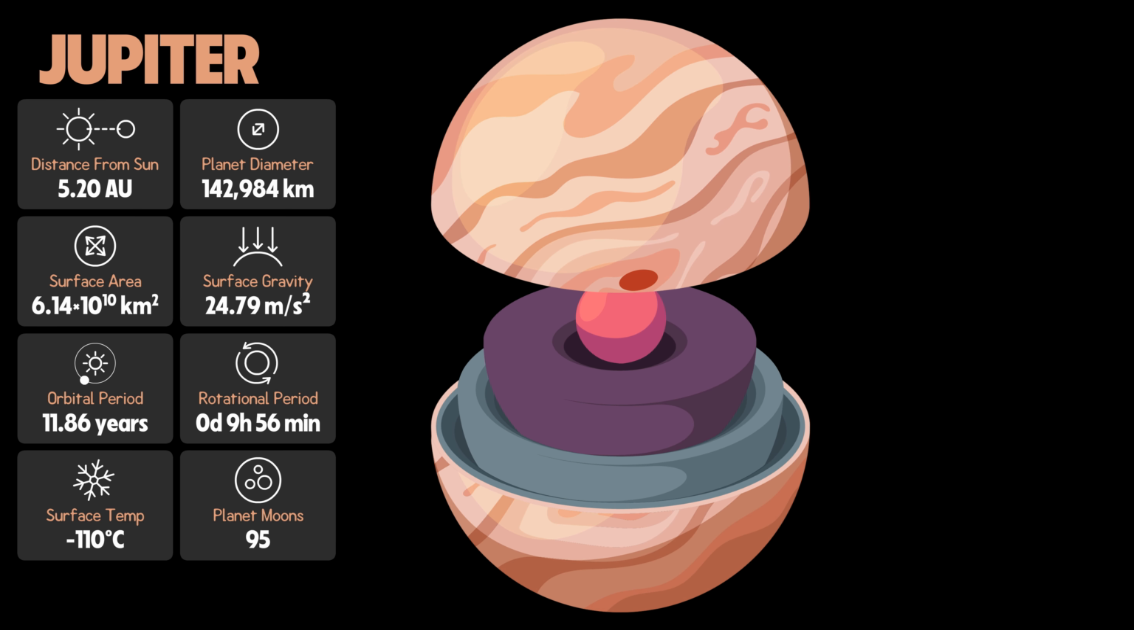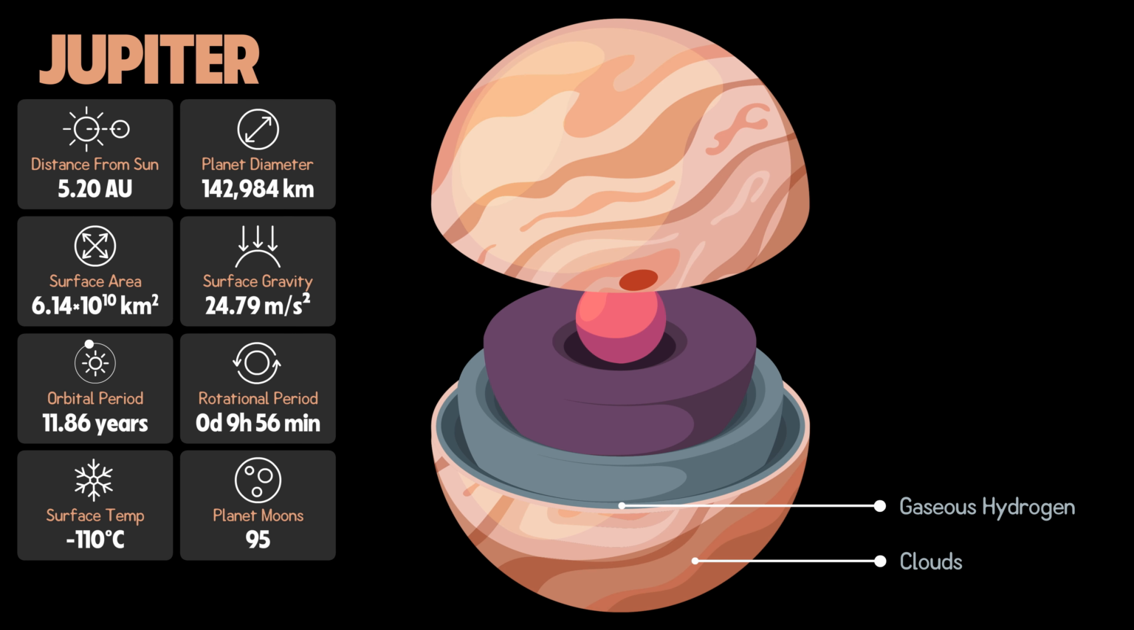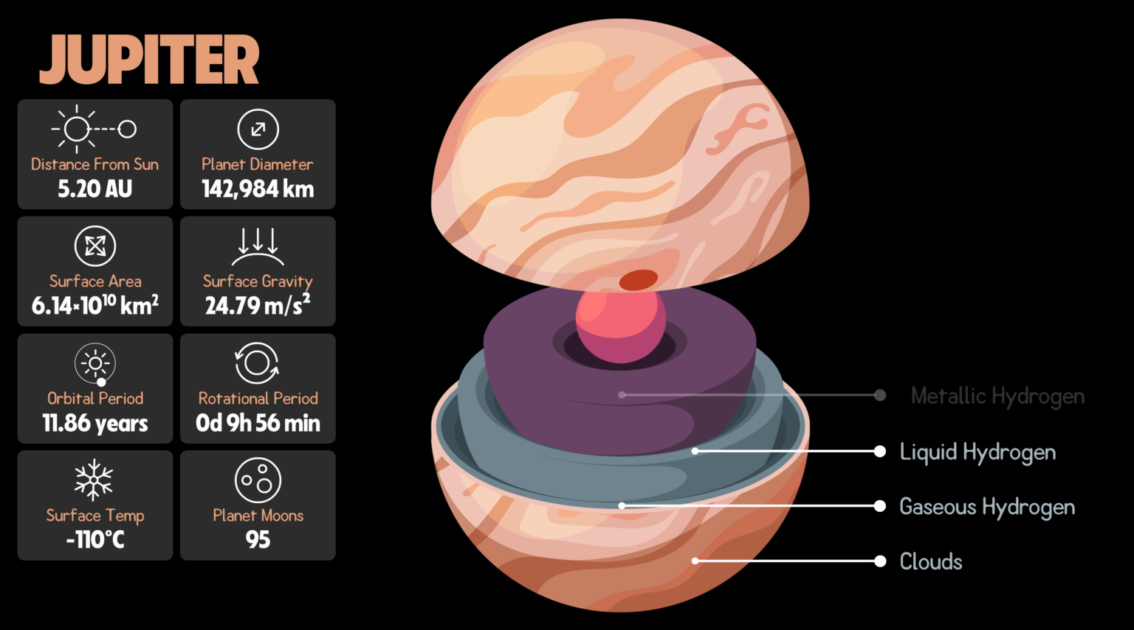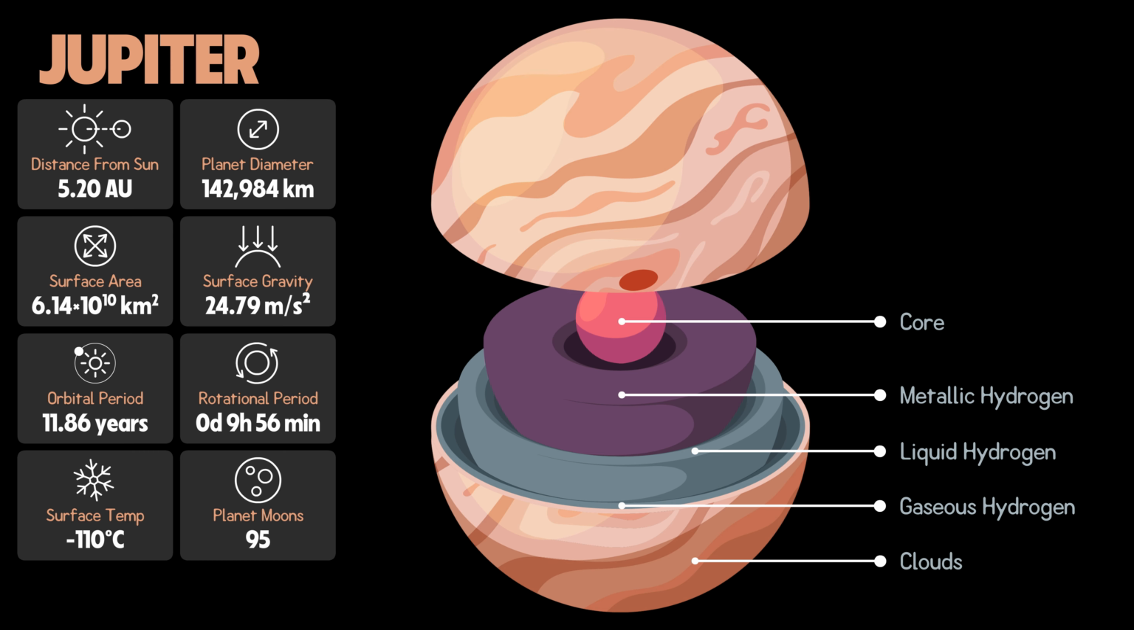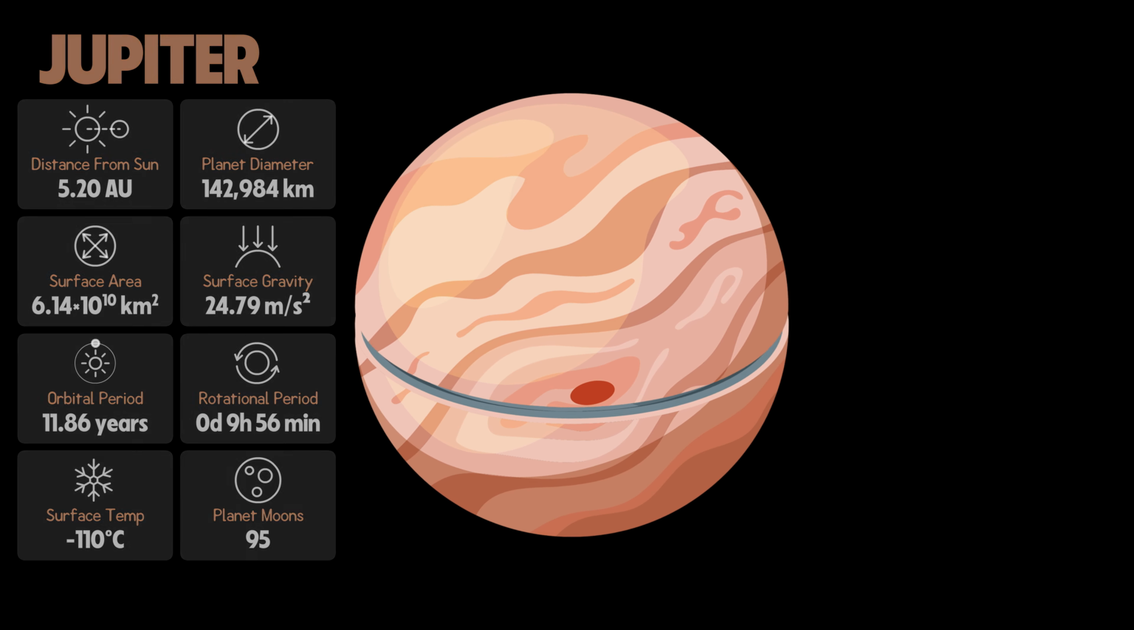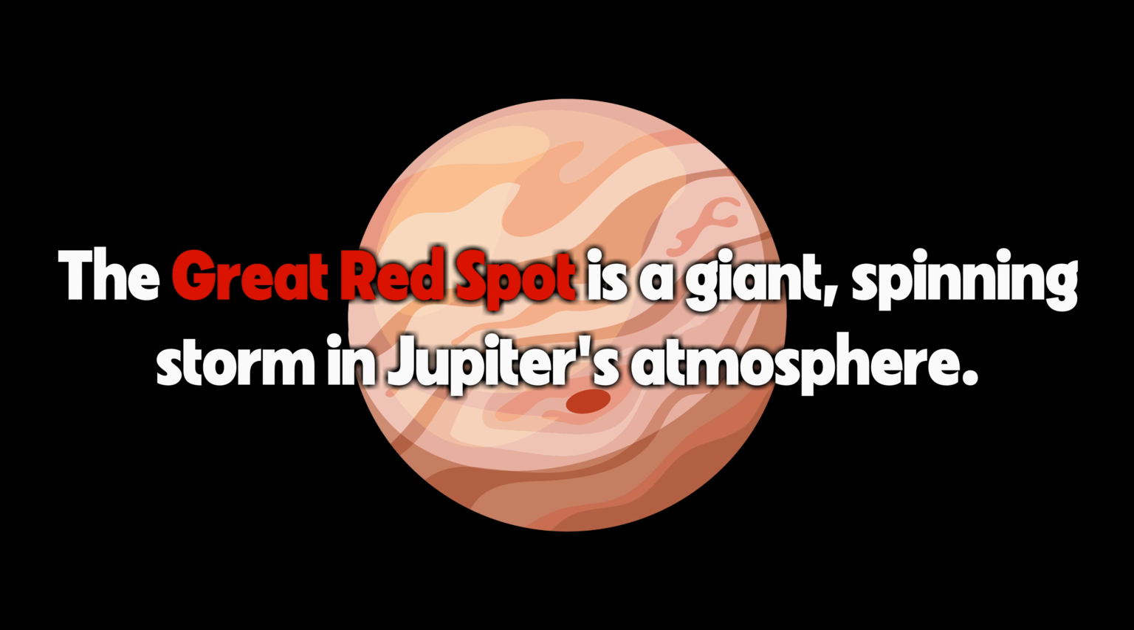Jupiter's structure includes the following layers: the clouds, Jupiter's atmospheric clouds; the gaseous hydrogen, the outermost gaseous layer; the liquid hydrogen, above the metallic hydrogen layer; the metallic hydrogen, compressed hydrogen in a metallic state; and the core, a dense core of heavy elements. An interesting fact is that the Great Red Spot is a giant, spinning storm in Jupiter's atmosphere.